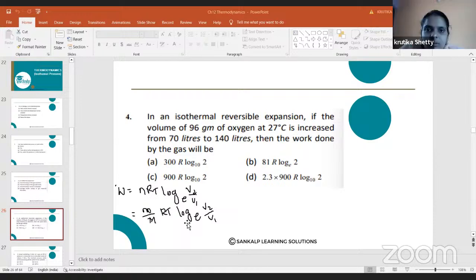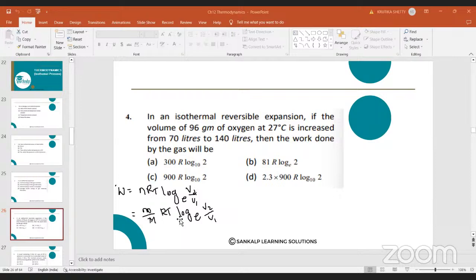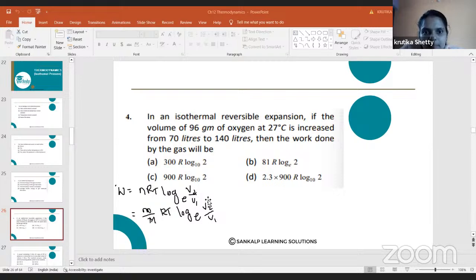Okay. So if you want to convert it in terms of log to the base 10, you need to multiply by 2.3. So here I'll multiply it by 2.3. If you multiply by 2.3, then you get it as option D. Option D is correct.